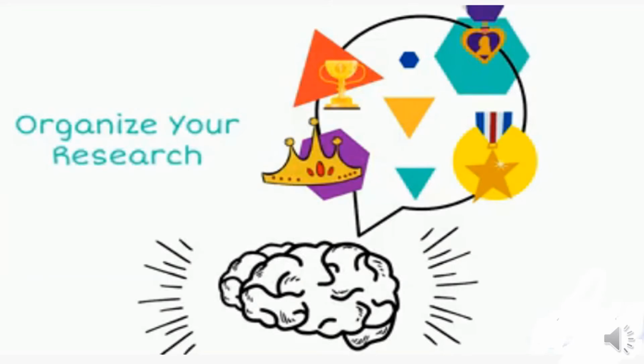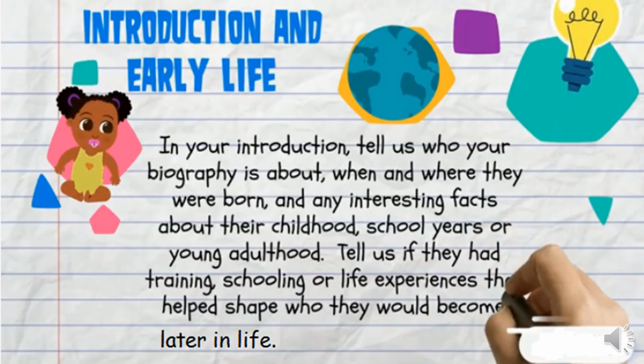First of all, you have to organize your research. You have to choose the character you are going to talk about. Then you have to write an introduction of the person and the early life of that person. So in your introduction, tell us who your biography is about, when and where they were born, which means the date of the birth and also the place of the birth, and any interesting facts about their childhood, school years, or young adulthood. Tell us if they had training, schooling, or life experiences that helped shape who they would become later in life.